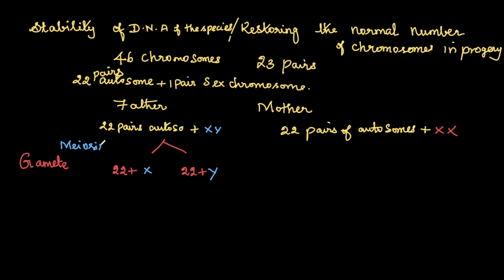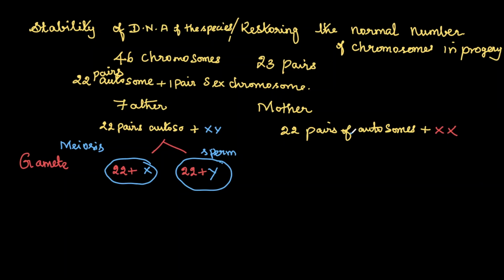So half of the chromosomes are received by the gamete. Out of 22 pairs of autosomes, only 22 autosomes come to the gamete, and only one sex chromosome. One gamete receives X. The other gamete receives 22 autosomes and one Y chromosome. These are the gametes; the male gamete is the sperm.